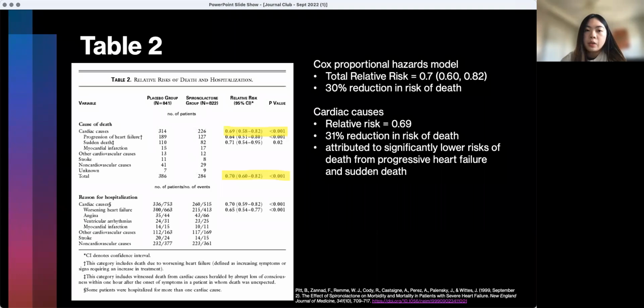And then next we have our table 2. So the Cox proportional hazards model is used here, as Morgan mentioned earlier. We have a relative risk of 0.7, indicating a 30% reduction in the risk of death. The paper also included cardiac causes, other cardiovascular causes, stroke, non-cardiovascular causes, and reasons of hospitalizations in table 2. Out of them, the paper highlighted the cardiac cause of death. It has a relative risk of 0.69, which can be interpreted as a 31% reduction in the risk of death. This can be attributed to lower risk of death from progressive heart failure and sudden deaths.